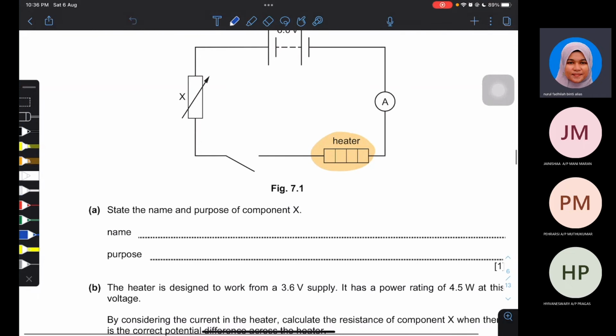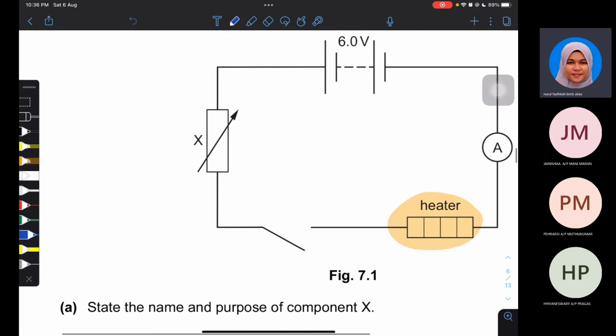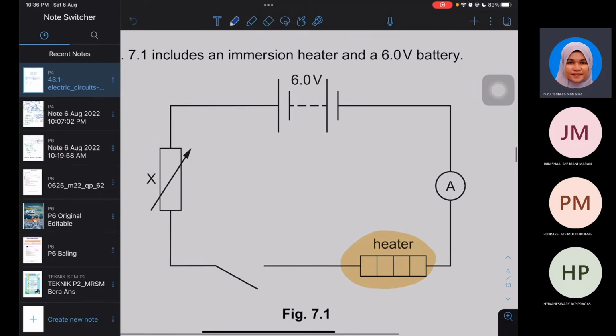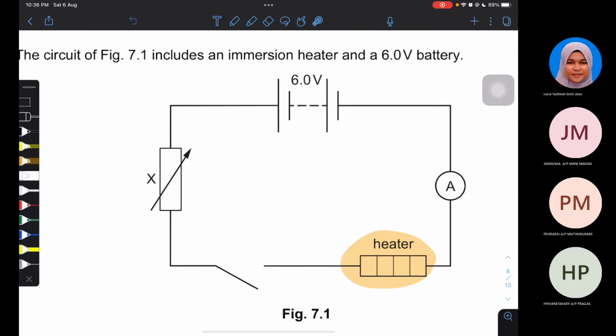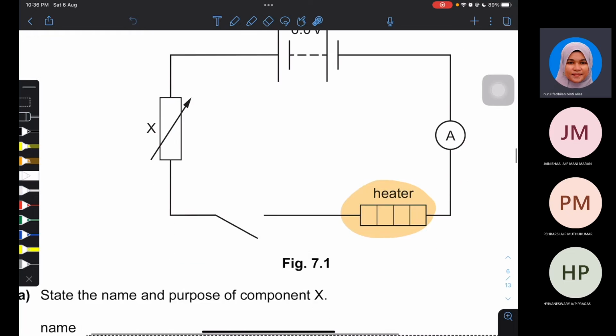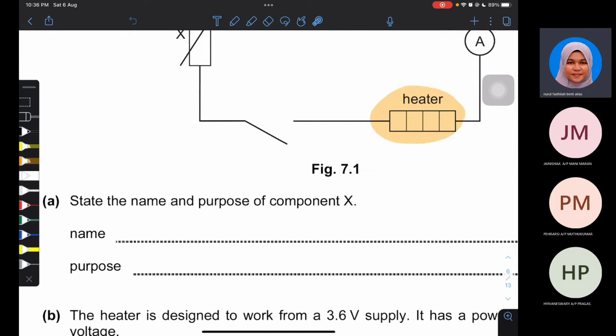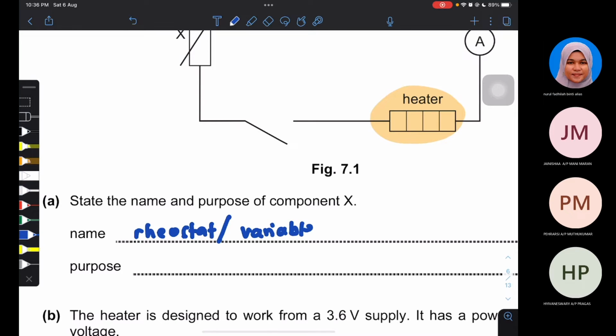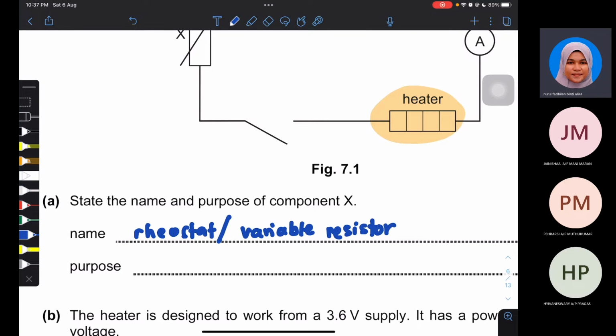Next. State the name and purpose of component X. Okay, so maksudnya you kena tahu juga. What is this? Simbol apa ni? That is, nama dia Rheostat. Or, sometimes orang panggil Rheostat. Boleh. Sometimes people call it variable resistor. Okay, mana-mana boleh. Okay, what is the function?